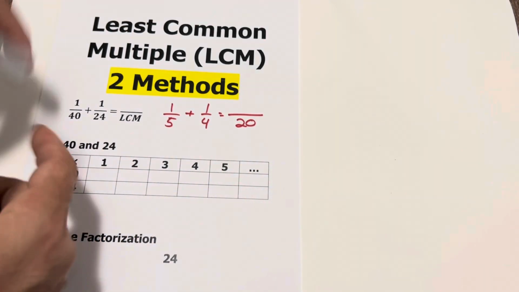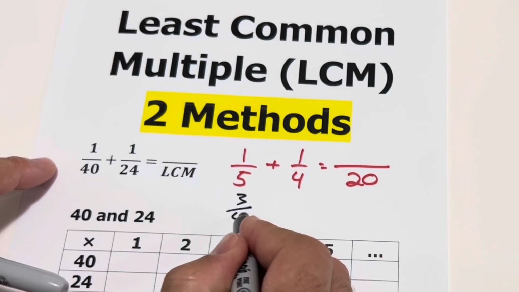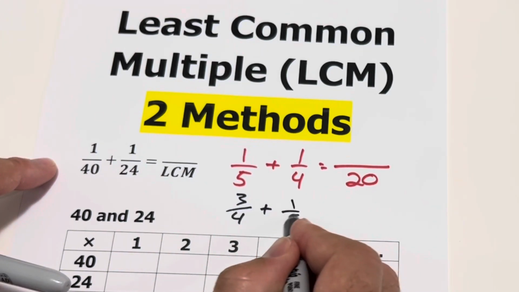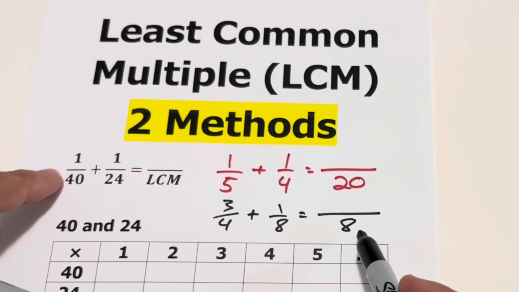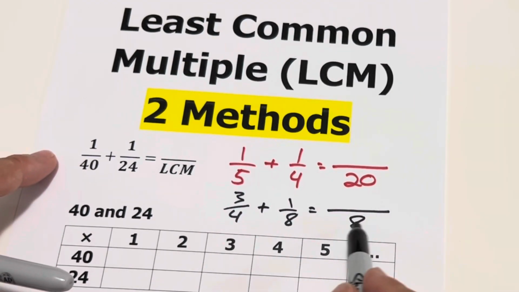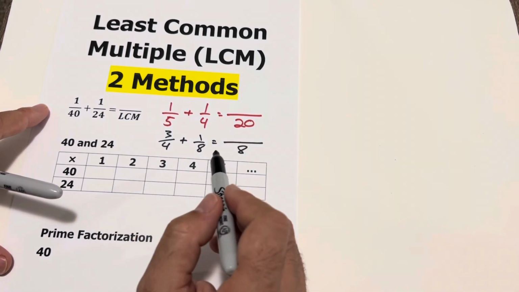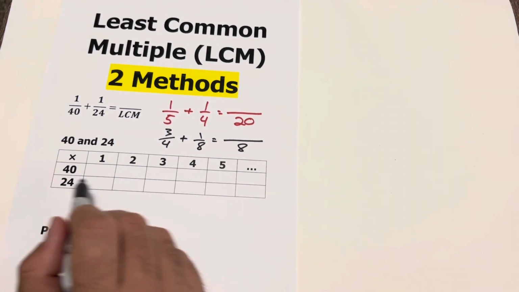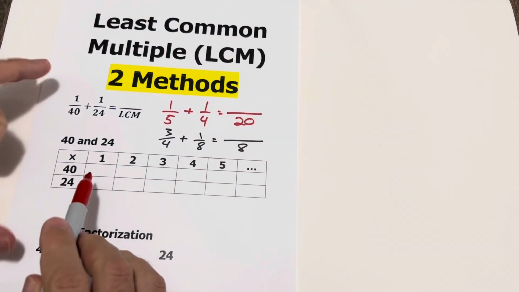But if you have like 3/4 plus 1/8, in this case the LCM is 8. It's not 32. It's not 4 times 8. It's 8. So we're gonna learn two methods now that you can use to find that LCM. Okay, let's do the first one.